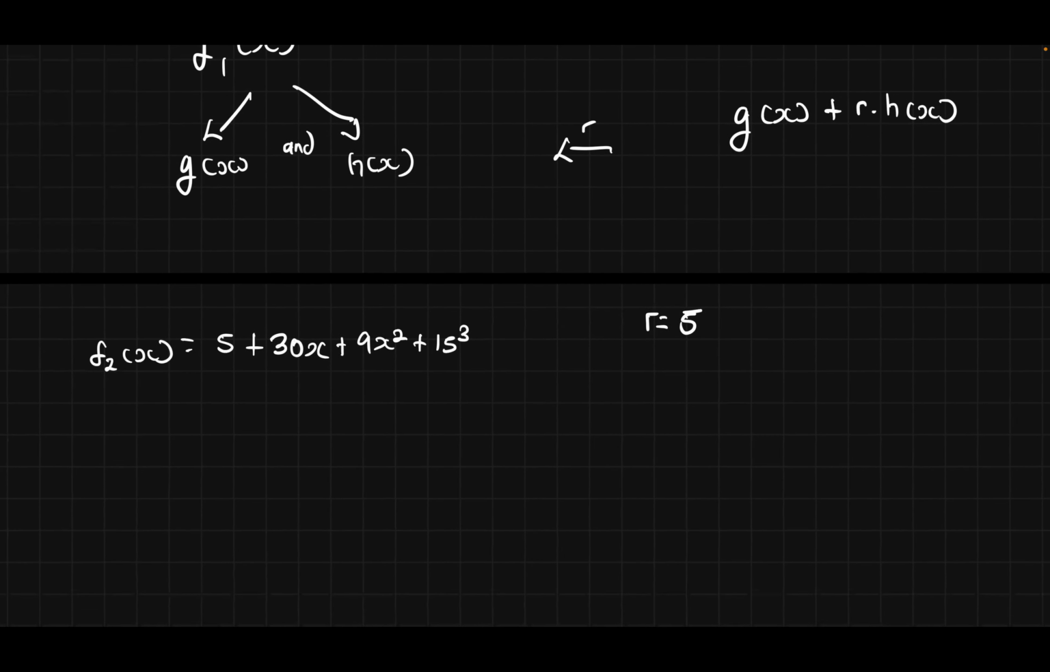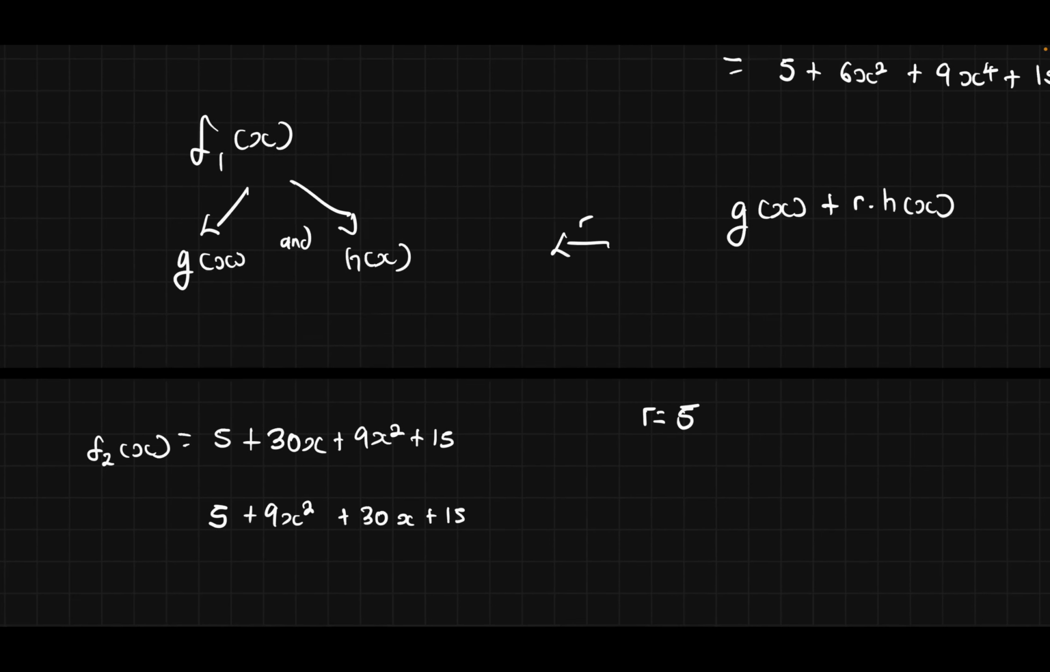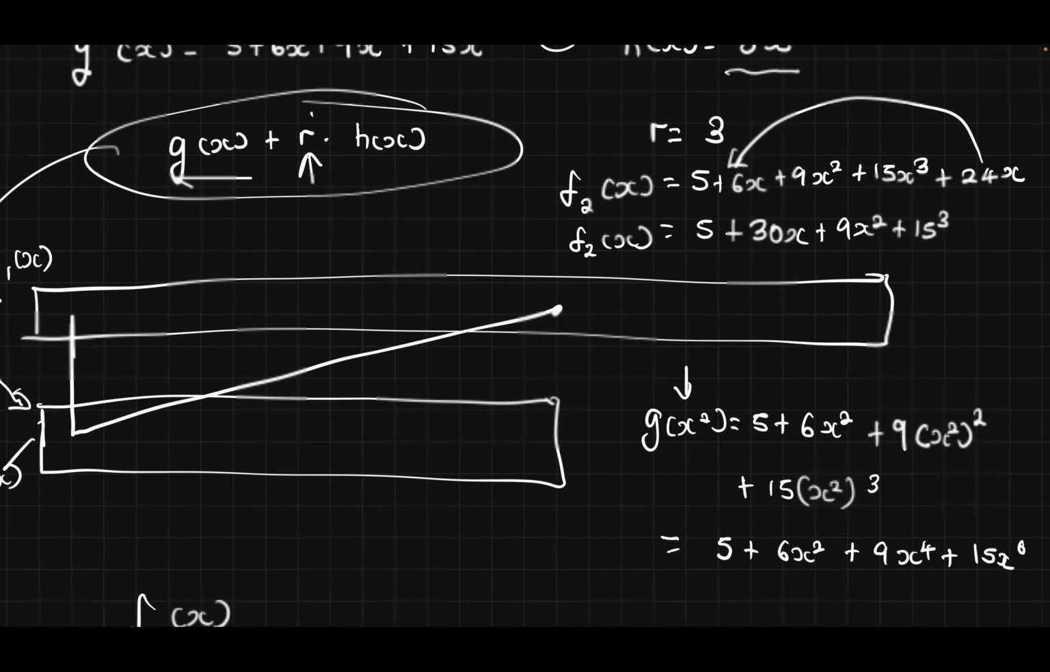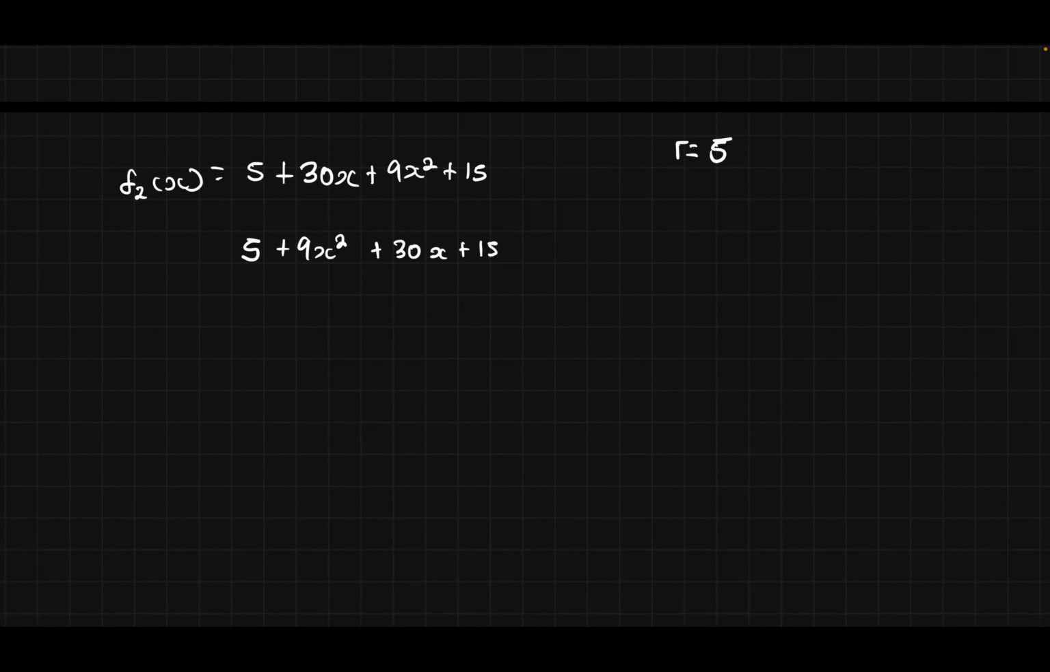Cool? So g of x are the ones with the even powers, right? So that'll be 5, 9x squared. Those are the even. Then plus 30x plus 10. Is it 15 cube or 15x cube? Okay. Plus 15x cube, right? Then we'll factorize out x from the odd side. So they are both even functions.